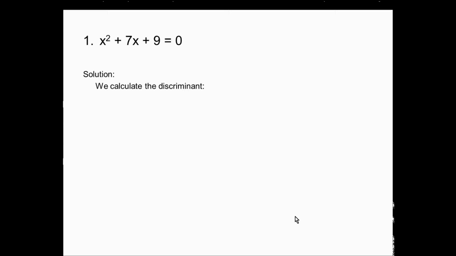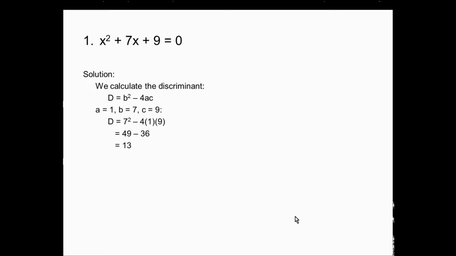Here's our first one. I've got x squared plus 7x plus 9 equals 0. Now again, don't solve it. Calculate the discriminant. It is in the correct form, right? So remember the discriminant, b squared minus 4ac. Our a is 1, our b is 7, our c is 9. So I'm going to have 7 squared minus 4 times 1 times 9. I have 49 minus 36, which is 13.